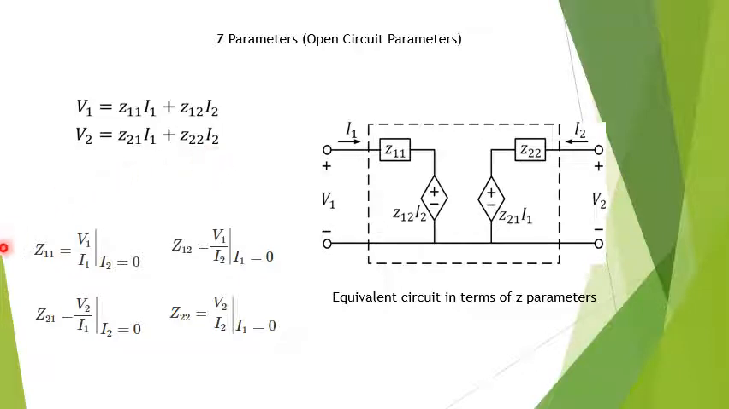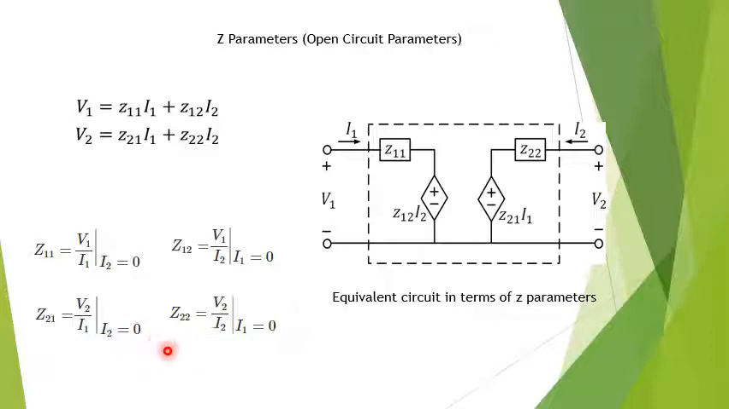That means the first two Z parameters I can get by putting I2 equal to 0, or by open circuiting the output port. When I put I2 equal to 0, I get the first Z parameter Z11, which is equal to V1 upon I1, and I get the second Z parameter Z21, that is V2 upon I1. The other two Z parameters I can get by open circuiting the input port, that is by putting I1 equal to 0. When I do that, I get the third Z parameter Z12, which is V1 upon I2, and the last Z parameter Z22 is V2 upon I2 when I1 is equal to 0.